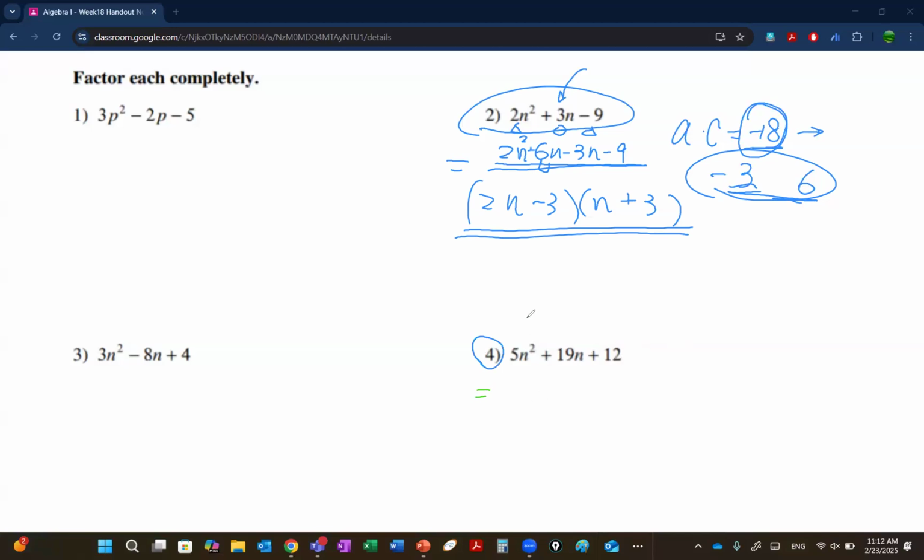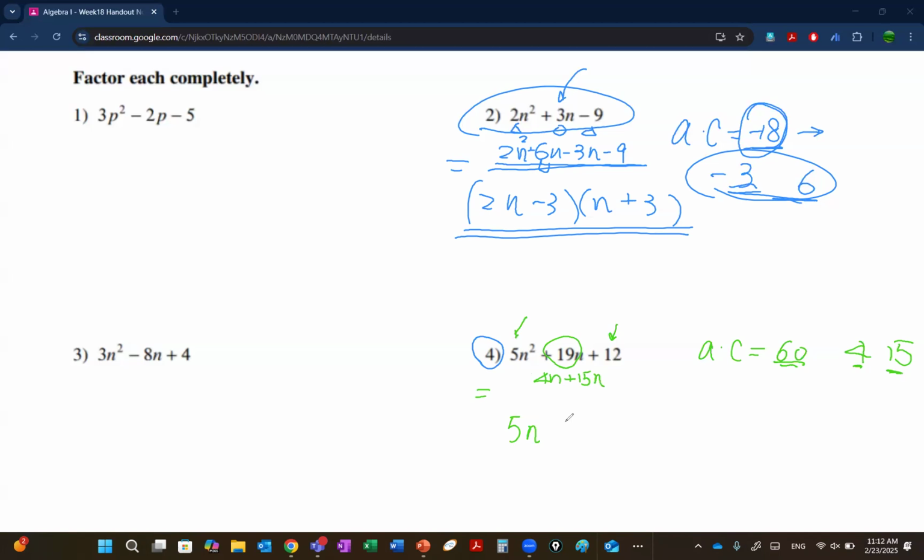So let's do here. A is 5, C is 12, so A times C is 60. What are the two factors of 60 that would add up to 19? Oh, it's 4 and 15, right? So the middle term breaks down into 4n and 15n, right?